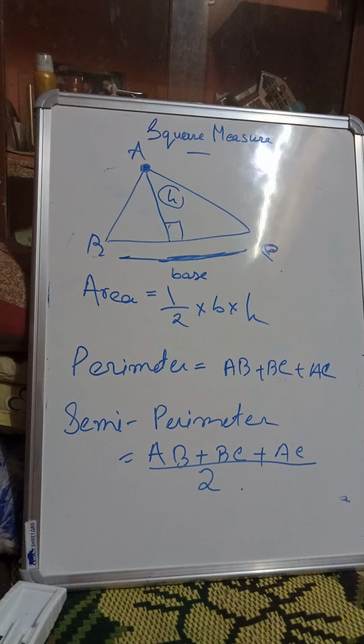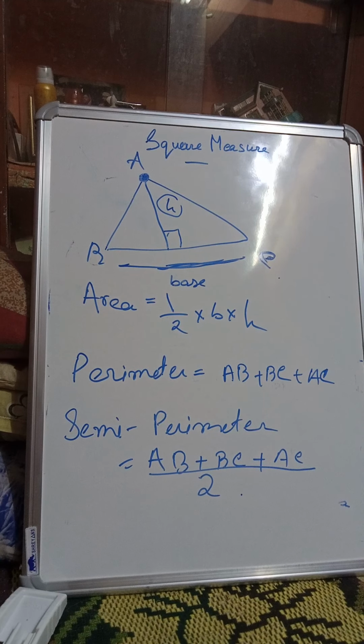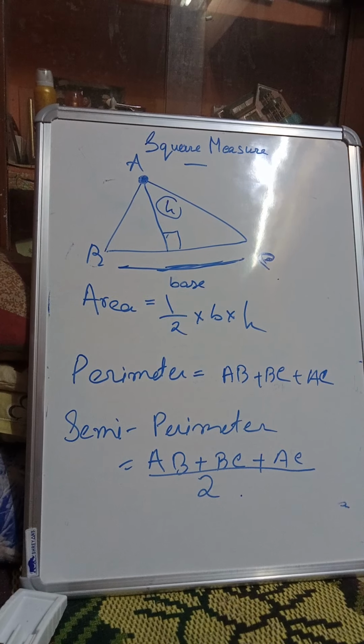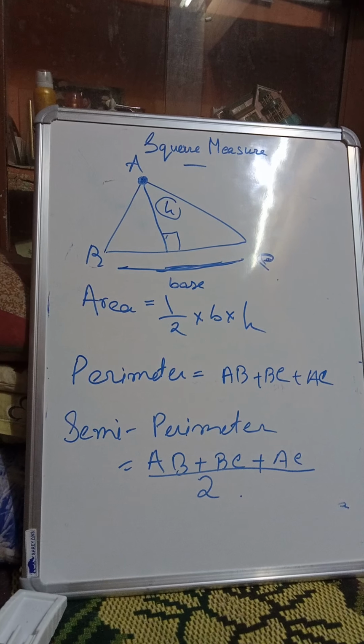So all these shapes are there in this chapter. We just need to remember the formulas for area and perimeter. I hope you all understand this.